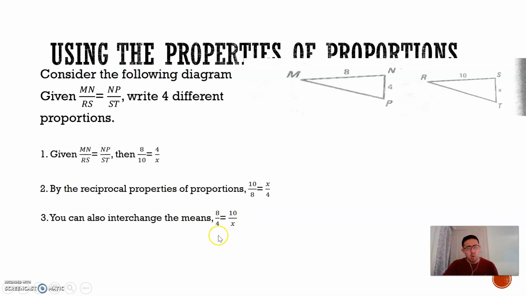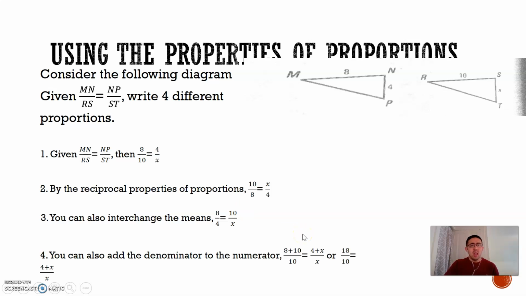Oh, actually, wait, what are they? Yeah, they moved the 4 and the 10. So you can interchange the means, all right? And last but not least, you can add the denominator to both. So you get, oh, this should be up here, sorry. When you add the 10 to the numerator, you get 18, and you add the x, you get 4 plus x, and you get another equivalent expression. Okay?